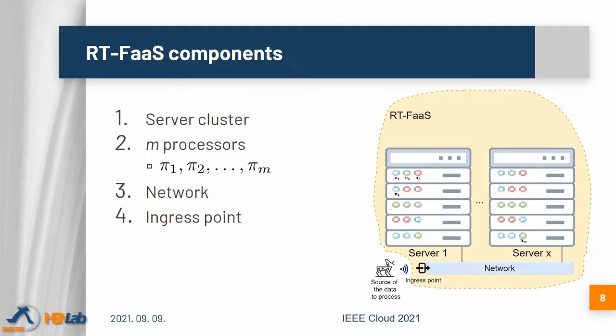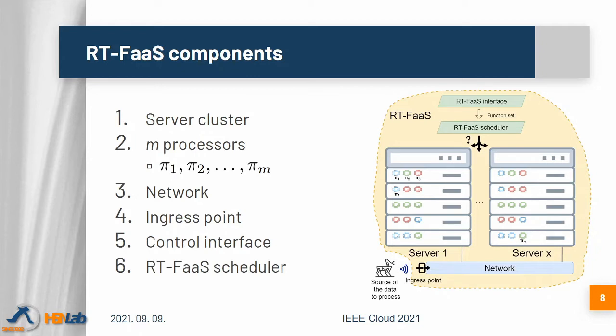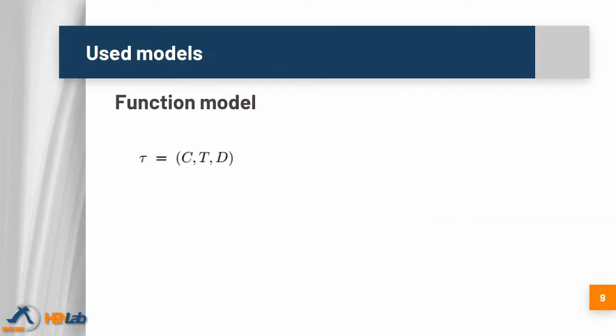That is because, for example, if the internet is connected to the ingress point, we cannot take the responsibility for it. The real-time FaaS itself has an interface through which the users can initiate the real-time or non-real-time function deployment requests. And finally, the most important part of the system is the real-time FaaS scheduler that decides on which CPU the task should be executed and when.